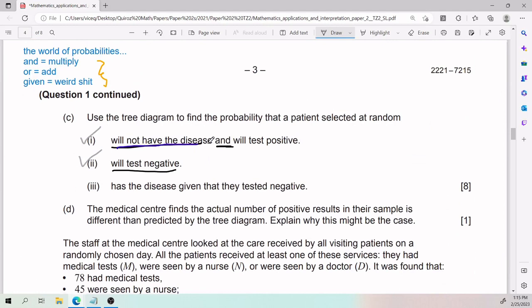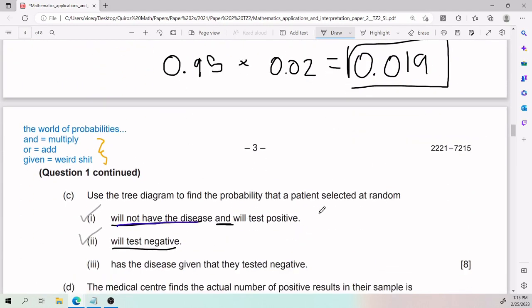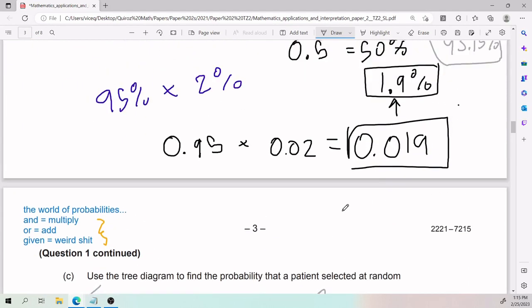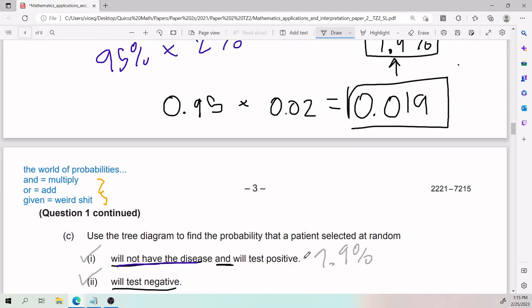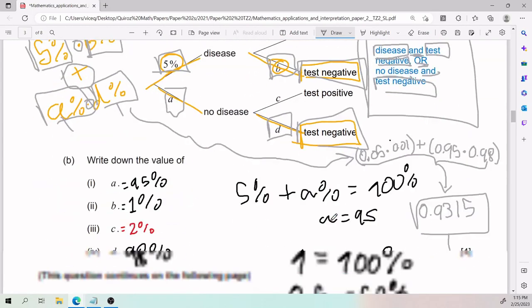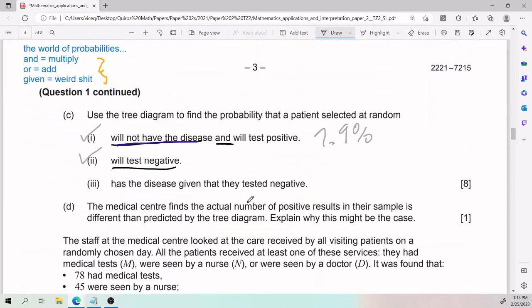All right, awesome. Just to write it down, here we said it was 1.9%. And will test negative, we just said is 93.15%.